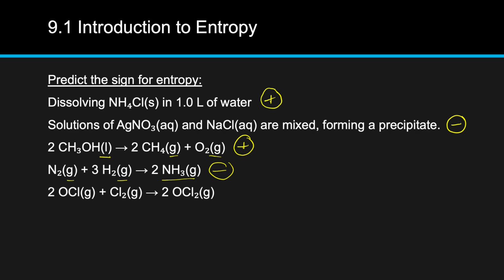And for the last reaction, where gas reacts to form fewer gas particles, we have a total of 3 moles of gas on the left and 2 moles of gas on the right. Same thing, because we are decreasing our moles of gas, we're going to have a negative value for entropy because we are increasing the order or making it less chaotic.